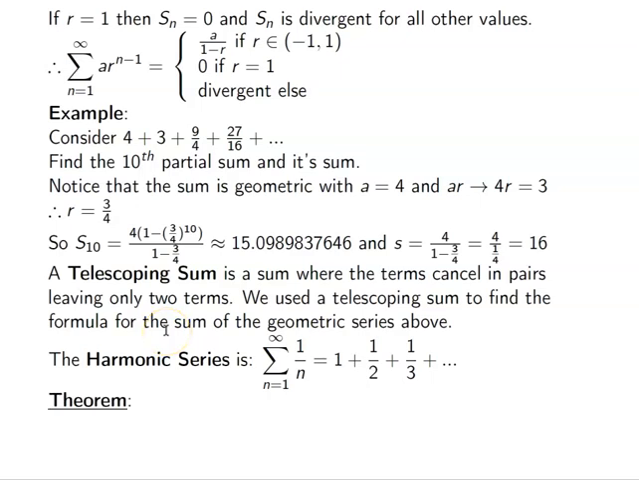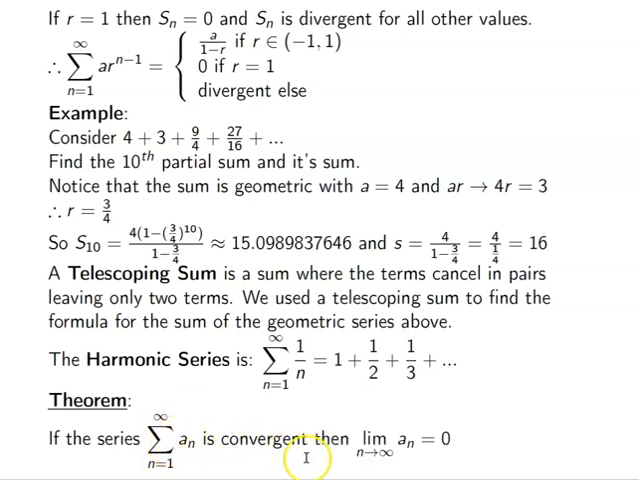Okay, so let's look at our next theorem. If the series is convergent, then the limit of the sequence of terms goes to zero. It is very important that you do not switch this around. So my series converges. If I add everything up, it'll add up to some value. If that's true, then the limit of the sequence goes to zero.